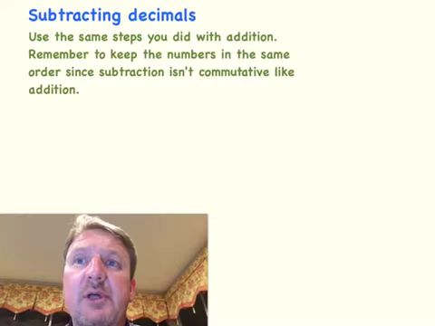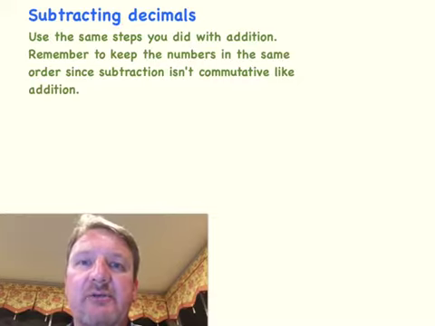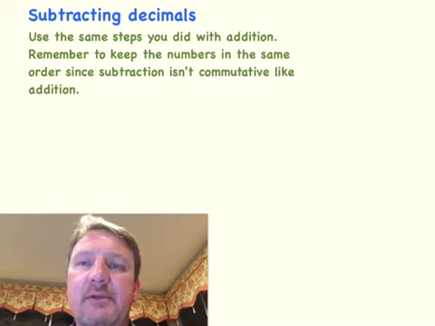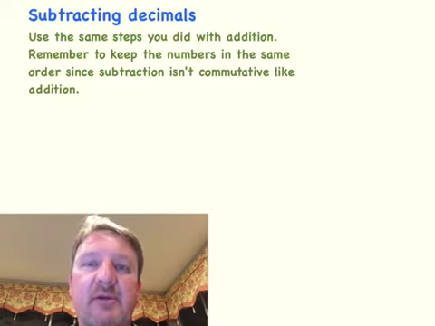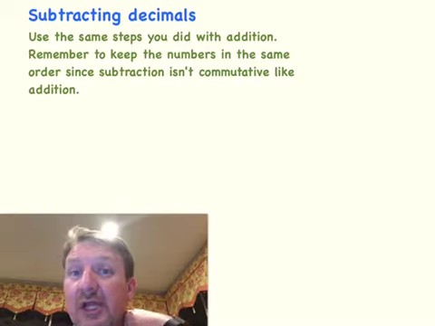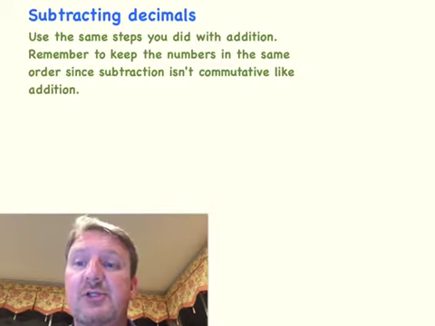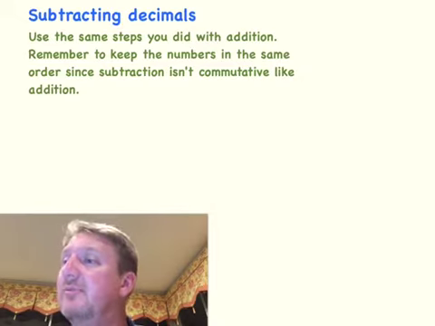Subtraction is not commutative like addition is. In addition, you can change the addends around and you won't change the value of the sum. But if you change the numbers in a subtraction problem around, then yes, you will change the answer. So you've got to make sure you keep it in the same order.